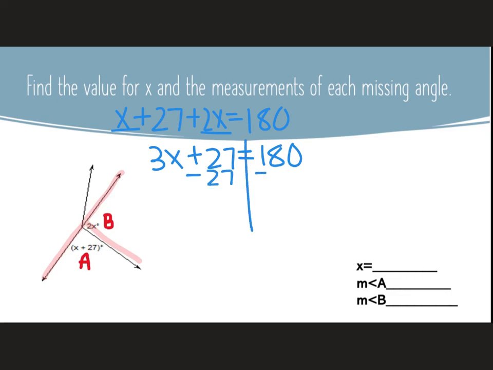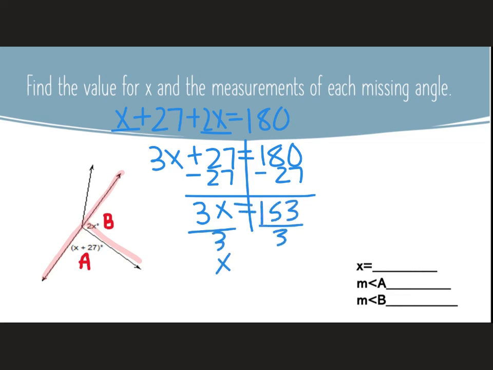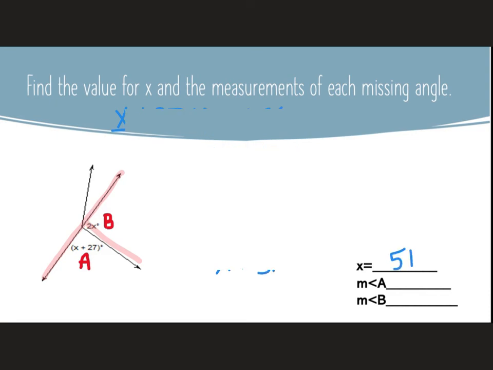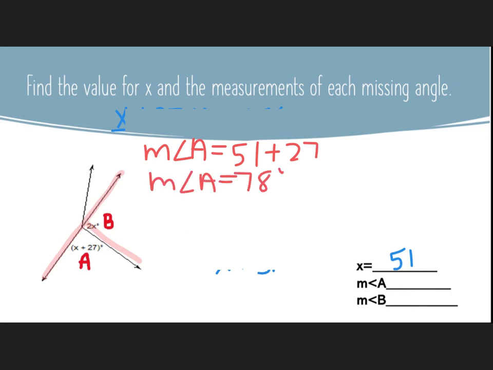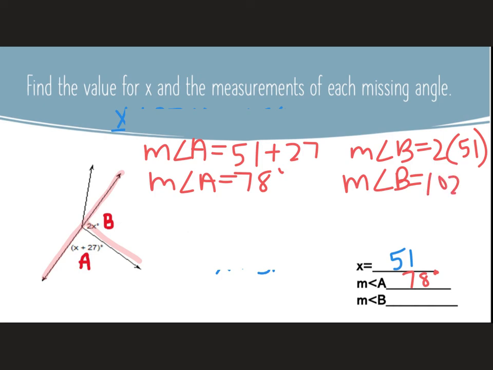Now I'm ready to solve. Subtract 27 from both sides. We should get 3x equals 153. Divide by 3, divide by 3. x is going to equal 51. Now we're going to use that to solve for the measure of angle A, which was x plus 27, so 51 plus 27. The measure of angle A would be 78 degrees. And then measure of angle B was just 2 times our x, so 2 times 51. So the measure of angle B would be 102 degrees.